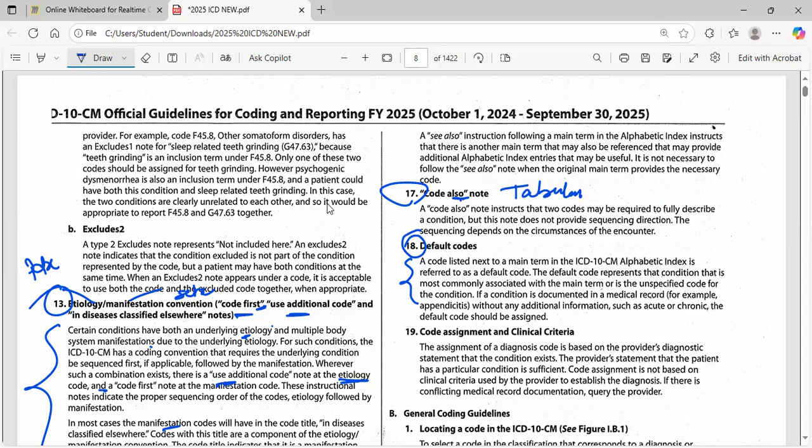So I'm going to mute myself. This is a little bit important. Just read the default code line by line and let me know if you have any questions.